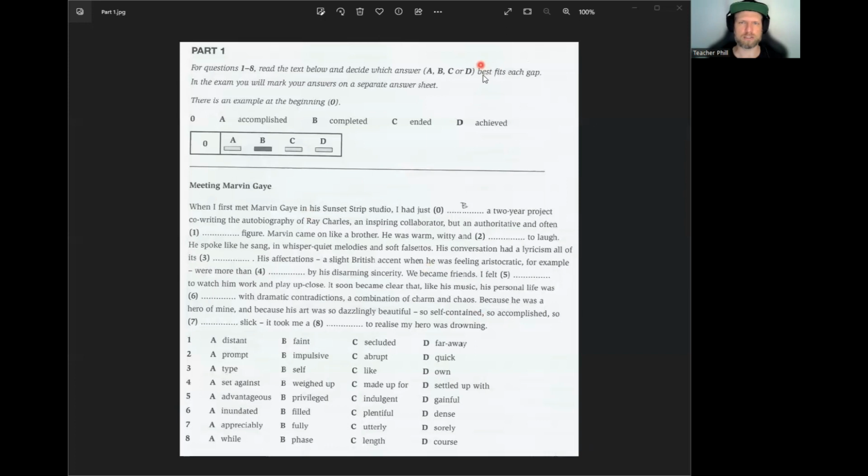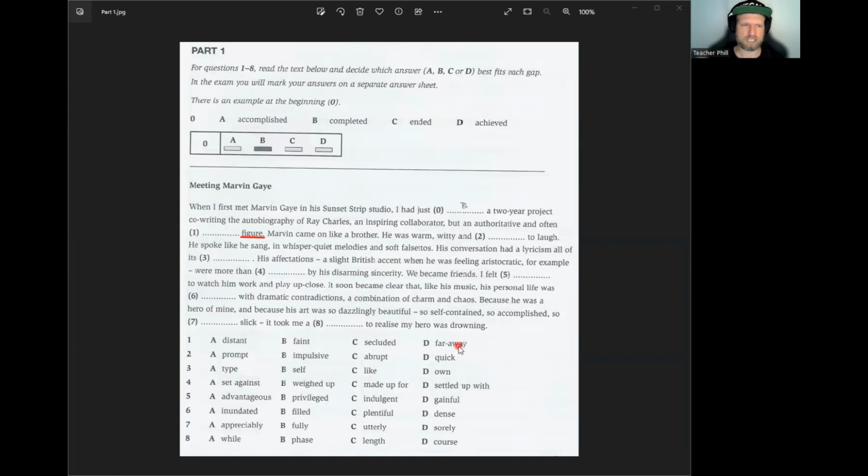So let me underline this real quick, because that's always a useful thing to do. Underline the things that can help you. And so I think here we need to find a word that collocates with figure. So let's have a look at our options. We have distant, faint, secluded, and far away.